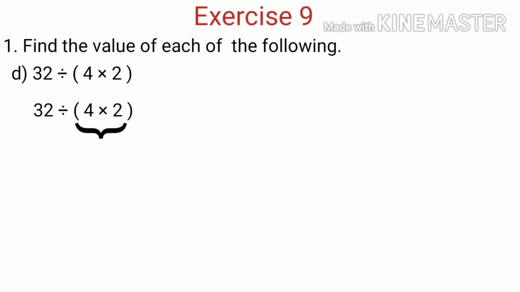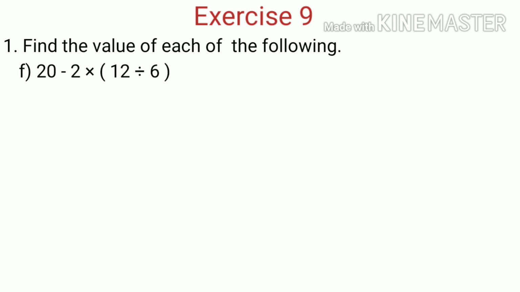So we will first multiply 4 by 2. When we multiply 4 by 2, we get 8. Now since the numbers are multiplied, the brackets get removed. So the expression becomes 32 divided by 8. Now we can use the DMAS rule. So now we will divide 32 by 8. And when we divide 32 by 8, we get 4. So 32 divided by open bracket 4 into 2 close bracket is equal to 4.